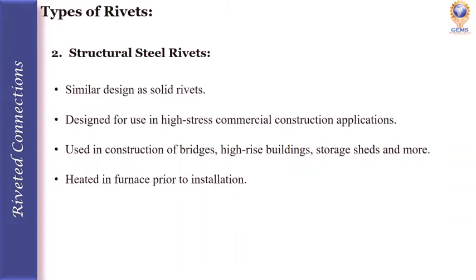Next is structural steel rivets. Structural steel rivets feature a similar design as solid rivets, but they are designed specifically for use in high stress commercial construction applications. These structural steel rivets are made of steel. They are used in the construction of bridges, high-rise buildings, storage sheds, and more. They are typically heated in a furnace prior to installation to make the metal softer, more flexible, and easier to work with.